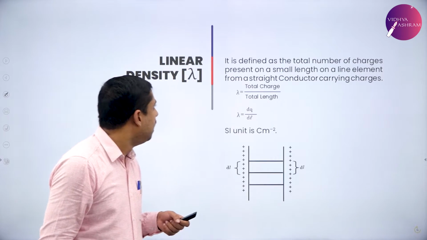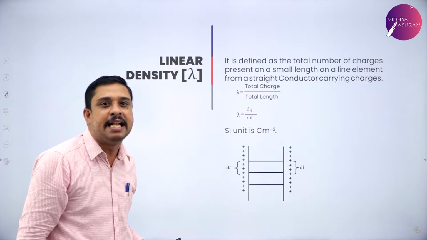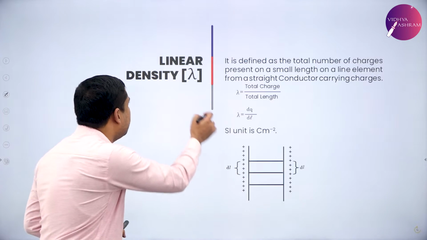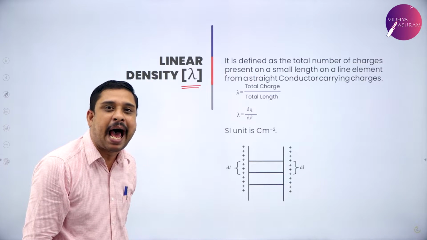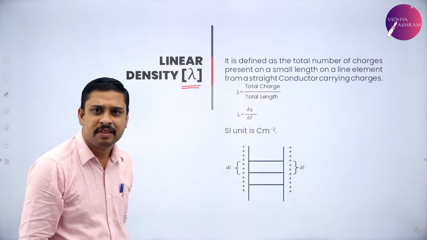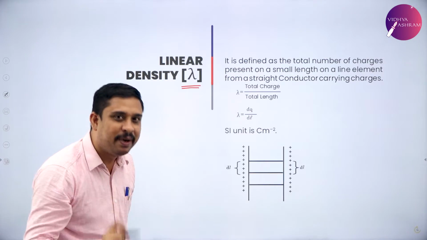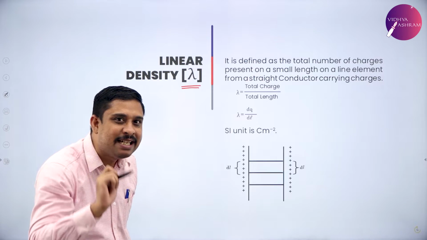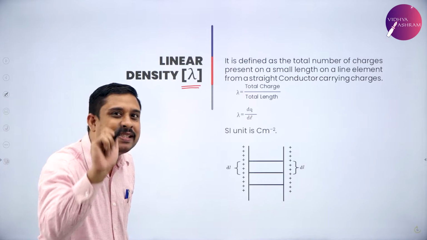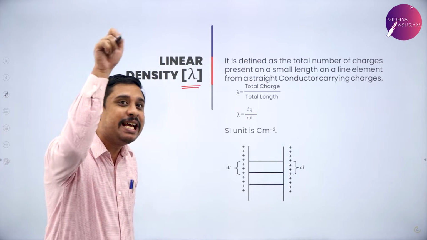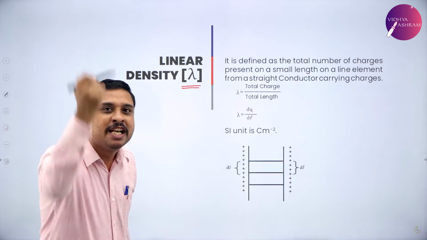Now, the next definition is linear density of charges, represented by the symbol lambda. Linear means something straight. Remember, linear density is a definition associated with linear conductors, straight conductors, for example straight wires.